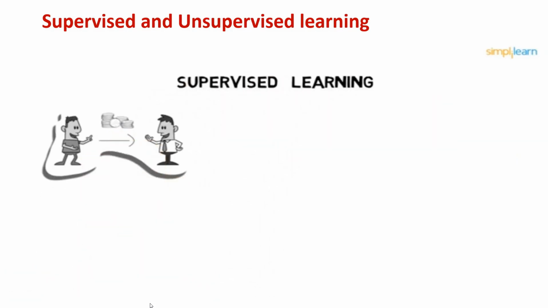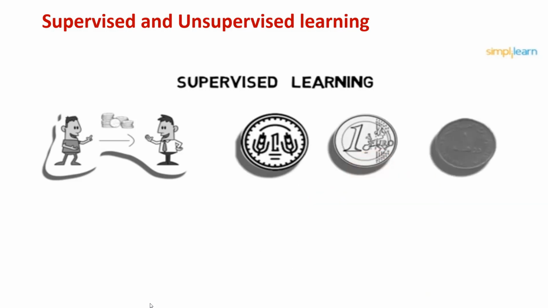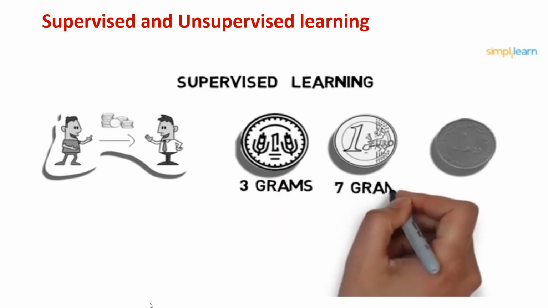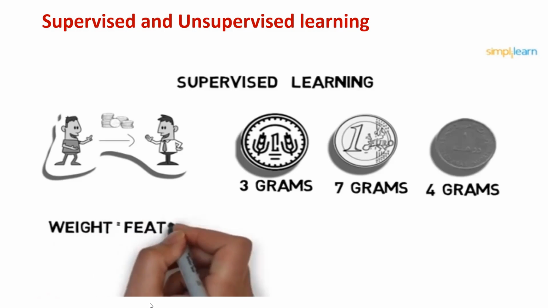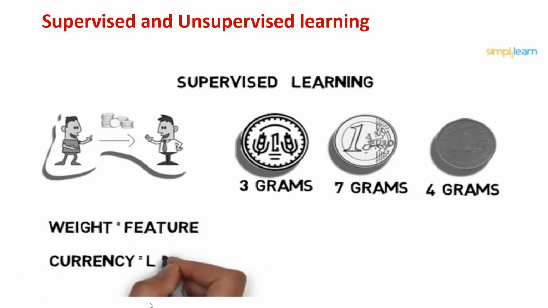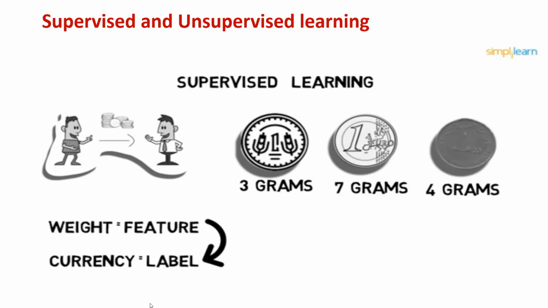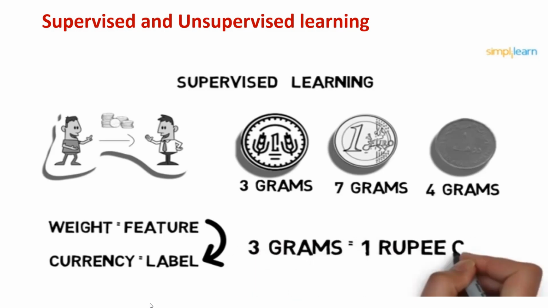Suppose your friend gives you 1 million coins of 3 different currencies, say 1 rupee, 1 euro and 1 dirham. Each coin has a different weight. For example, a coin of 1 rupee weighs 3 grams, 1 euro weighs 7 grams and 1 dirham weighs 4 grams. Your model will predict the currency of the coin. Here, weight becomes the feature of the coins, while currency becomes their label. When you feed this data to the machine learning model, it learns which feature is associated with which label. For example, it will learn that if a coin is of 3 grams, it will be a 1 rupee coin.